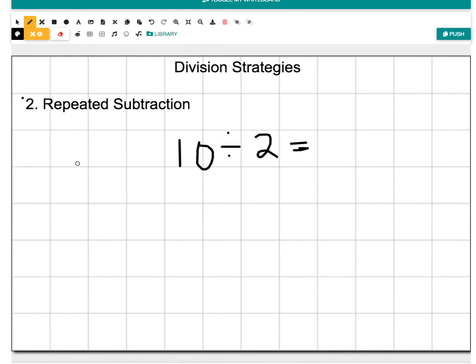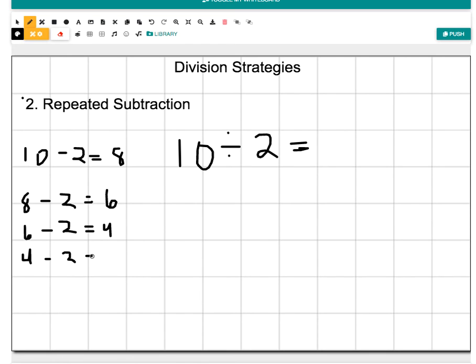For repeated subtraction I'm going to start with 10, and I'm going to continue to minus 2 until I get to 0. So 10 minus 2 is 8. 8 minus 2 is 6. 6 minus 2 is 4. 4 minus 2 is 2. And then 2 minus 2 is 0.